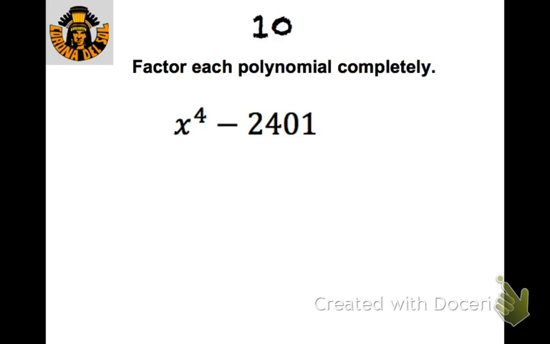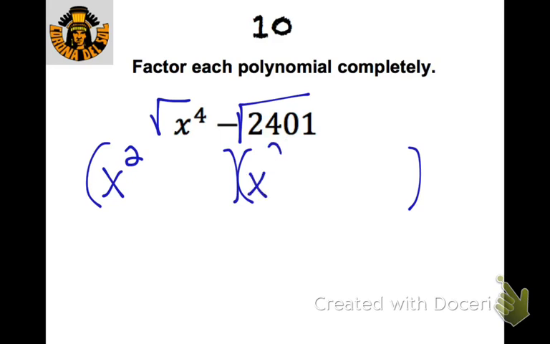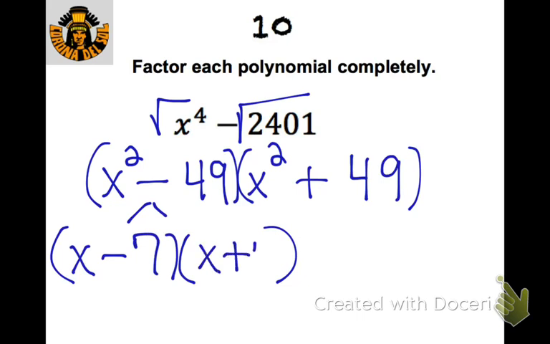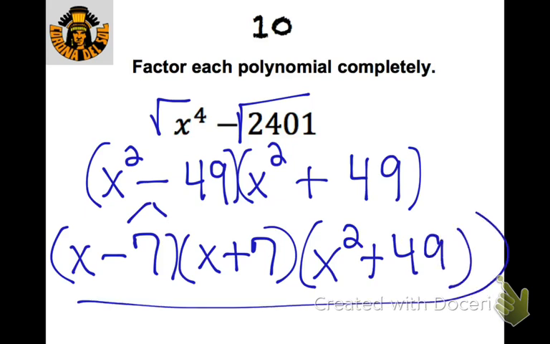Okay, what we have here is a difference of two perfect squares. So just do the square root of each of these. So this one's going to be x squared and x squared. The square root of 2401 is 49, so it's just a pattern. So minus and plus. And then we can't break down x squared plus 49, but we can break down the difference of two squares again. So this one breaks down a little further. So x minus 7, x plus 7, and then we bring down the x squared plus 49, and then that's our best answer.